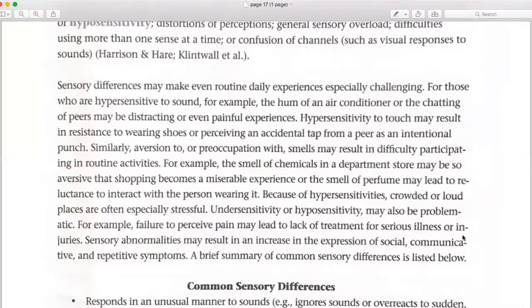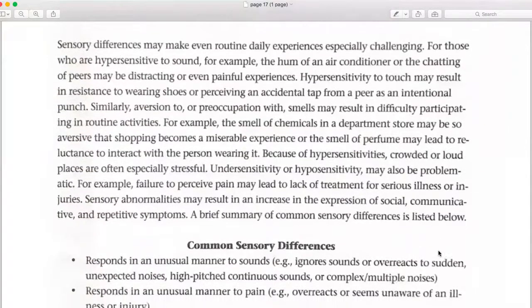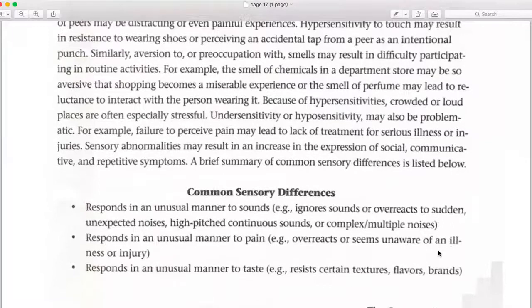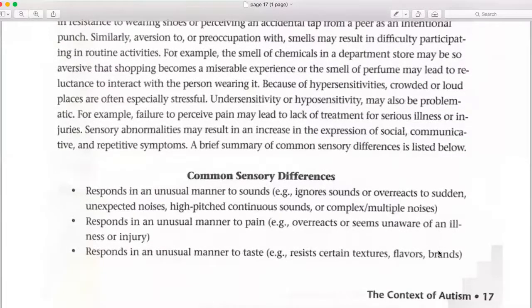Undersensitivity or hyposensitivity may also be problematic. For example, failure to perceive pain may lead to lack of treatment for serious illness or injuries. Sensory abnormalities may result in an increase in the expression of social, communicative, and receptive symptoms. A brief summary of common sensory differences are listed below. So in this book, they give examples of some different sensory differences.